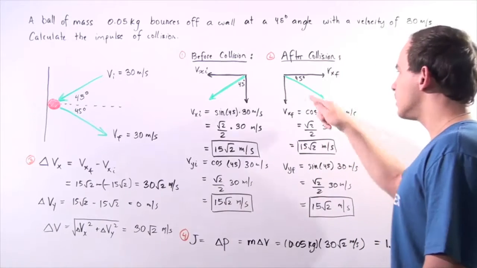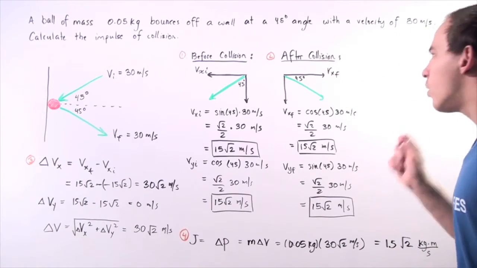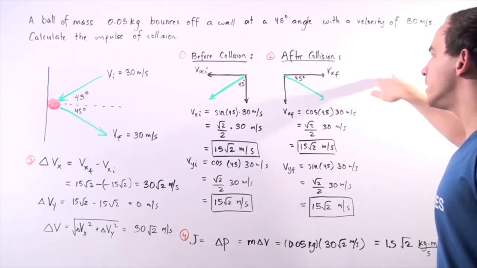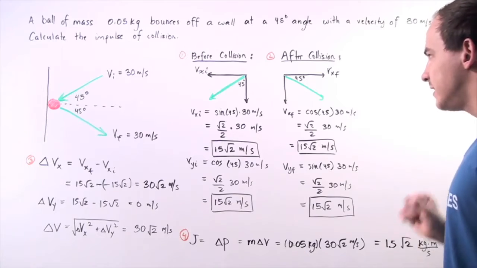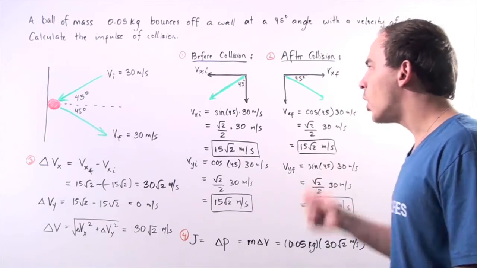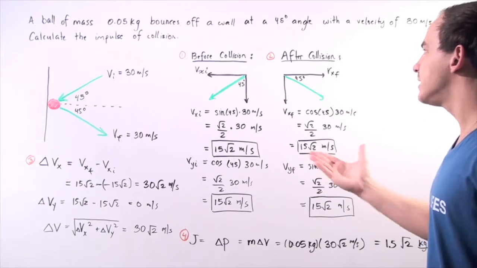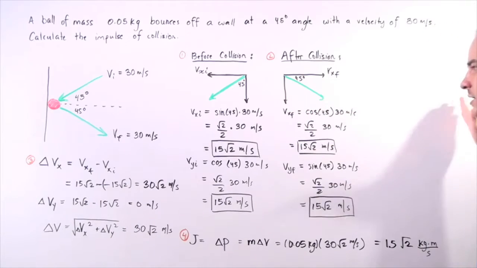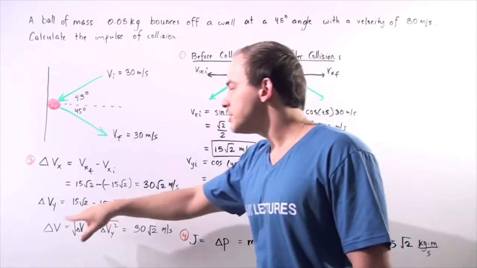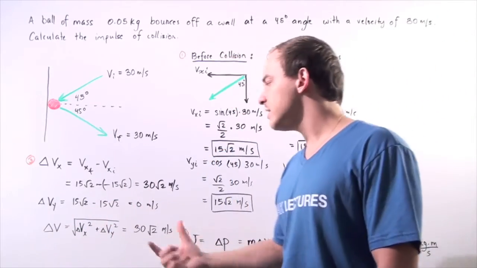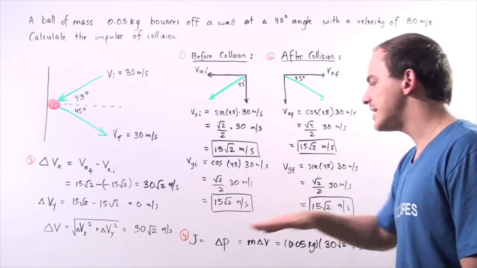Likewise, after our collision takes place, we have the following velocity vector that also has an x component and a y component. So, in the first step, we have to calculate the x and y component vectors before the collision. In the second step, we calculate the components after the collision. Then we use that information to calculate the change in velocity, and finally we use the change in velocity to calculate our impulse or change in momentum.